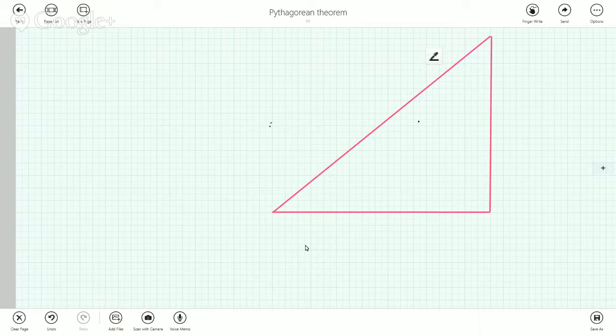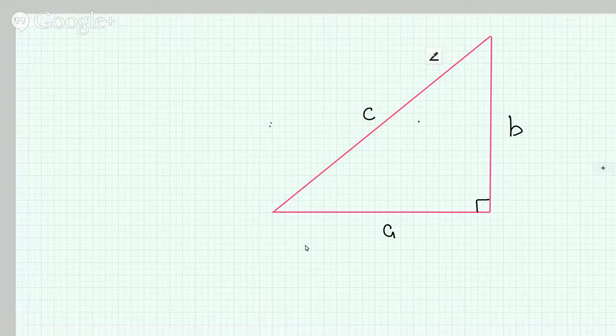So what this theorem says is, if you have a right triangle, let's call this triangle ABC, and let's say this here is side C, and this here is a 90-degree angle, and this side is A, and this side is B. It's a very powerful theorem, and it's widely used in mathematics. Very useful, comes up in lots of applications.